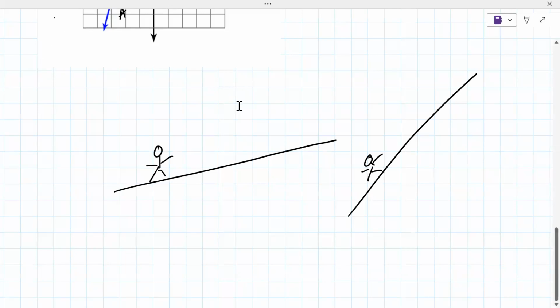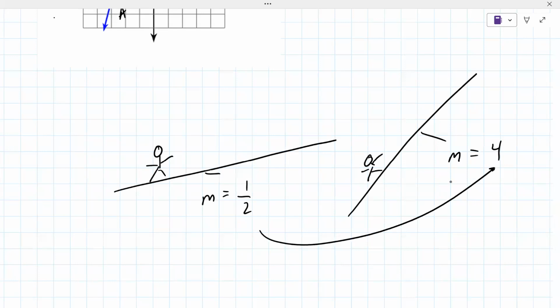So now the better question is, what is the difference between the one on the left and the one on the right? One's steeper. Which one is steeper? The one on the right. So the one on the left here might have a slope of say 1/2, and the one on the right might have a slope of say 4. So the bigger the slope, the more steep it is.